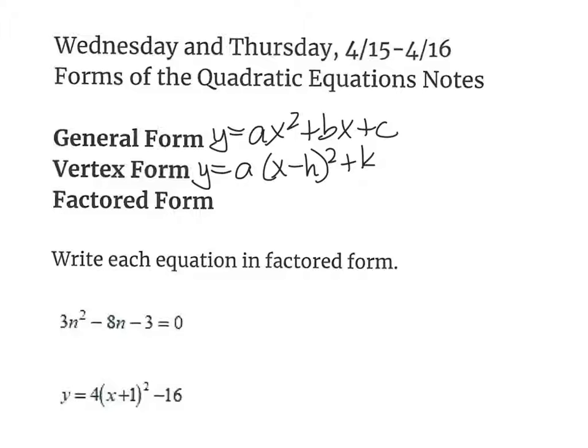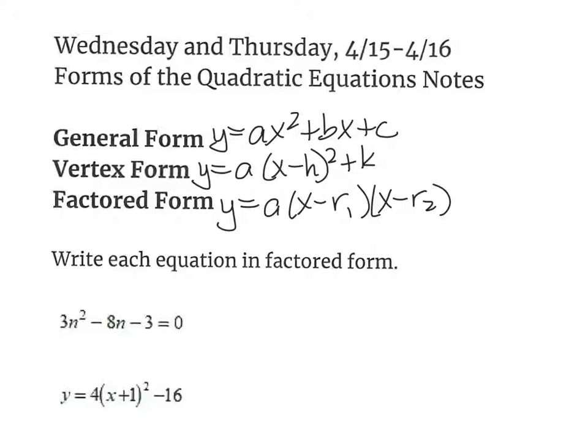Factored form is what we looked at yesterday. Y equals a times x minus r sub 1, root 1, times x minus r sub 2, root 2. Notice that a is the same in all of these equations. They follow down, like a here and a here, in all of the forms of the equation.